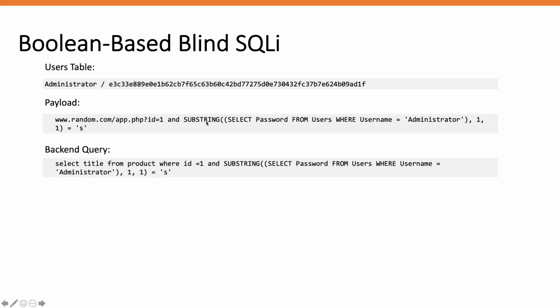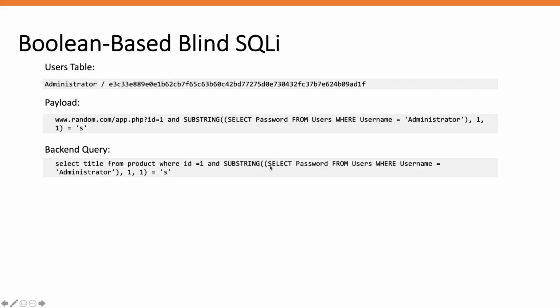And what that function does, it extracts some characters from a string. So the first parameter that it takes is the string that you want to extract from. The second parameter that it takes is the start position for the extraction. And the third parameter that it takes is the number of characters to extract.